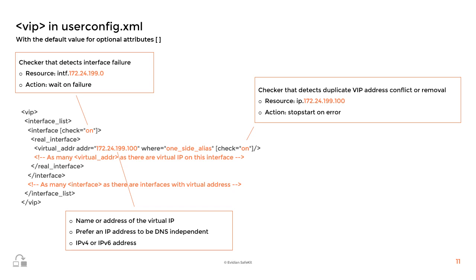In some cases, it may be useful to initiate connections from the primary node with the virtual IP. In this case, you can set one side instead of one-side alias. The check attribute set to on in the virtual ADDR tag means that a checker will detect duplicate VIP address conflicts or removals. As shown in the text box of the slide, a resource is associated with this checker, and the action taken on error is to stop and then start the module. Finally, you can set several virtual IP addresses on the same network interface by replicating the virtual ADDR tag. And you can also replicate the interface tag to set virtual IP addresses on several network interfaces.